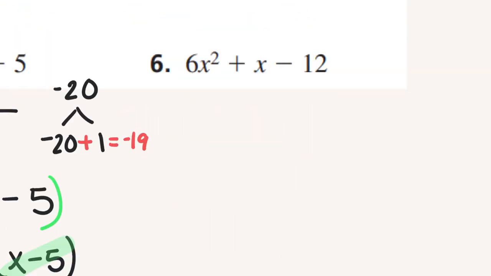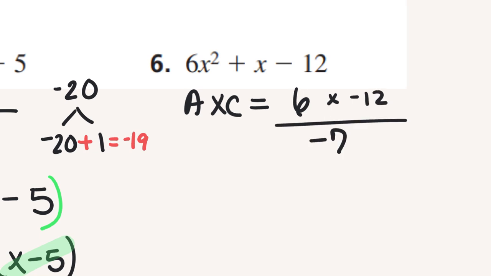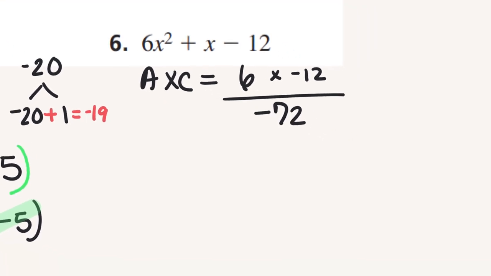In number 6, there's no GCF, and C is negative, so that means I'm going to have opposite signs. So the first thing I'm going to have is A times C, which gives me 6 times negative 12. Let me rewrite that so it doesn't look like it's 6x. 6 times negative 12 gives me negative 72. So factors of negative 72, I already know that C is negative, so I'm going to have a positive and a negative. I know that 8 and 9, when subtracted, will give me 1.